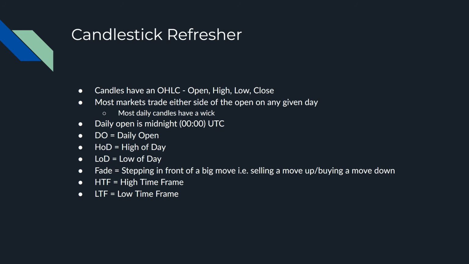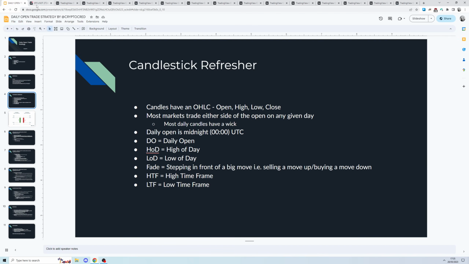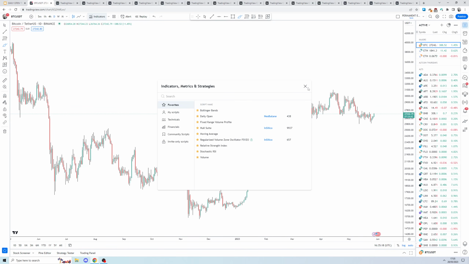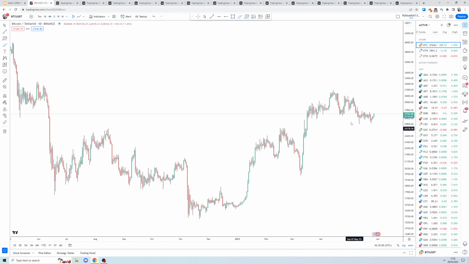Final bit of housekeeping is that the daily open is at midnight UTC. Most of your charting software should be able to tell you when the daily open is. You can get indicators on TradingView. You can simply change your time zone to UTC and know when that is, but nothing too complicated there.